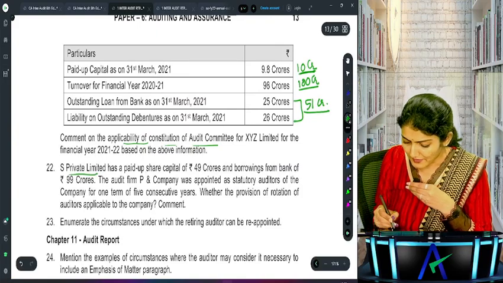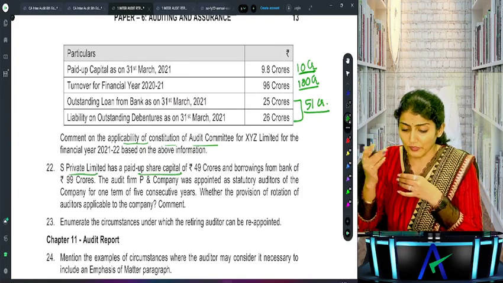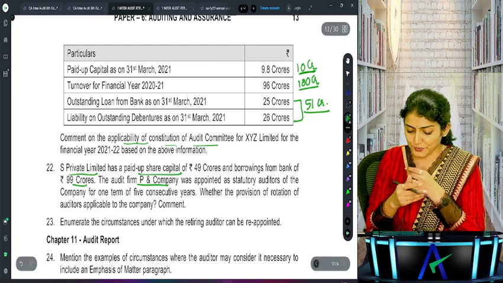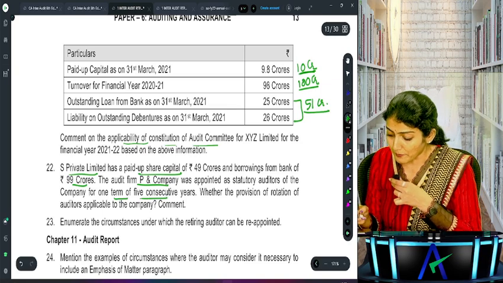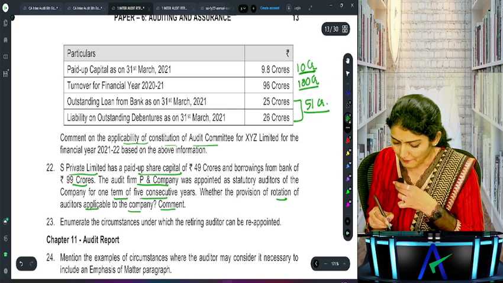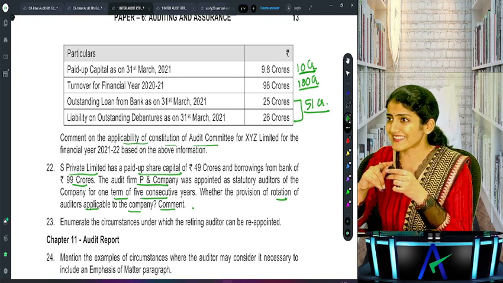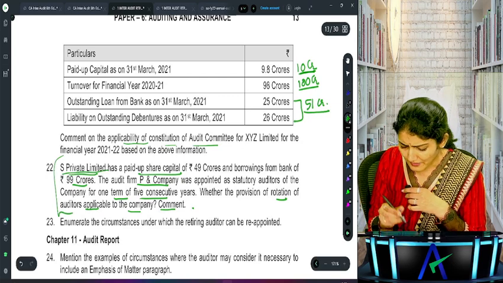S Private Limited has paid up share capital of 49 crore and borrowings from banks of 99 crore. The audit firm P and Company was appointed as statutory auditor of the company for one term of 5 consecutive years, where the provisions of rotation of auditor are applicable to the company. Comment. Right, so whether provision rotations are applicable to the company, where you got listed company as private limited.